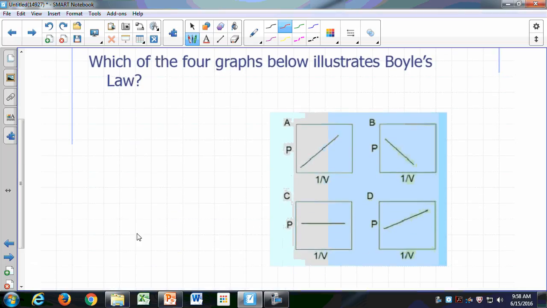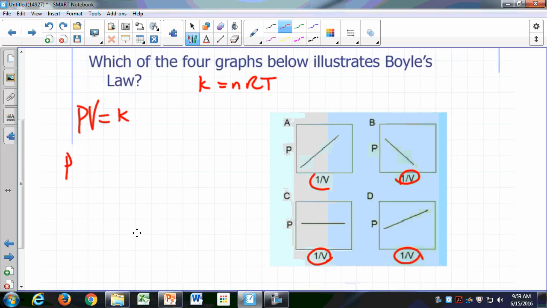Which of these graphs illustrates Boyle's law? A, B, C, or D? Pressure goes up, volume goes down, right? But look at this plot right here. This is plotted versus 1 over volume on the x-axis. So you have to rewrite your equation. Remember, PV is equal to a constant, K, and K being nRT, it's just a constant. Let's rearrange this so that you have P on one side. So P, divide both sides by volume. P equals K over V.